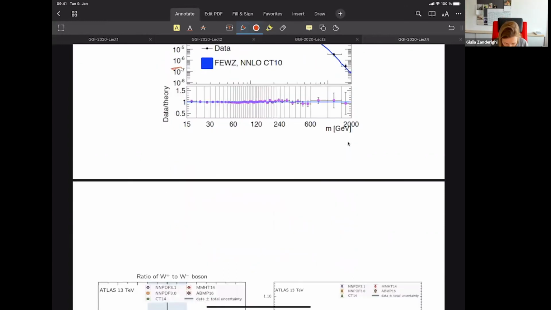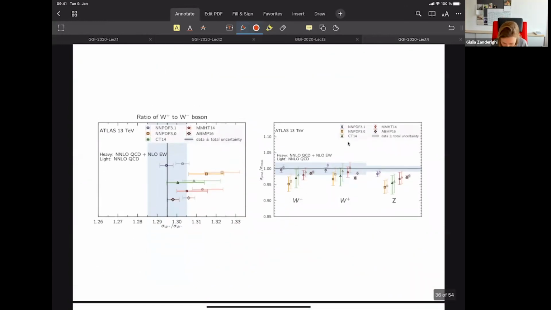And since somebody asked about PDFs and so on, this also shows, this is a very recent plot now, where you take, for instance, the ratio of W plus to W minus. As I said, people like a lot to use ratios because you become sensitive to different partons in this case. You cancel all the final state QCD part and you become sensitive to the initial state, the fact that W plus and W minus are initiated by different partons. And so you see now how different these modern fits of PDFs, modern sets, are.